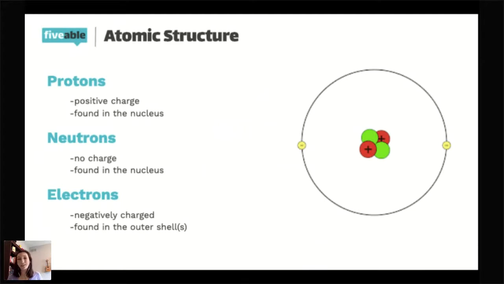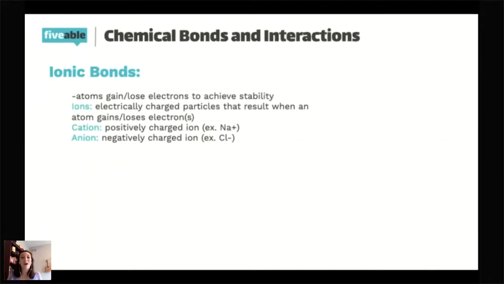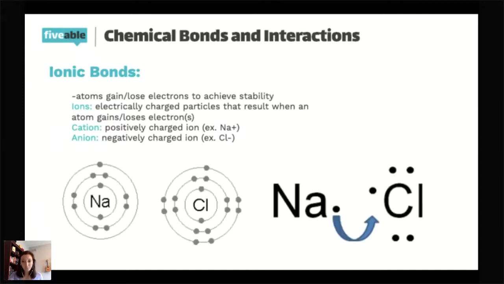And because you guys are super smart and have taken good honors and/or AP chemistry classes, you know all about valence electrons, the electrons that are on the outermost shell, and that will come into play a lot when we talk about different kinds of bonds. All right, so our first kind, ionic bonds. Ionic bonds happen when an atom will gain or lose an electron accordingly to achieve stability.